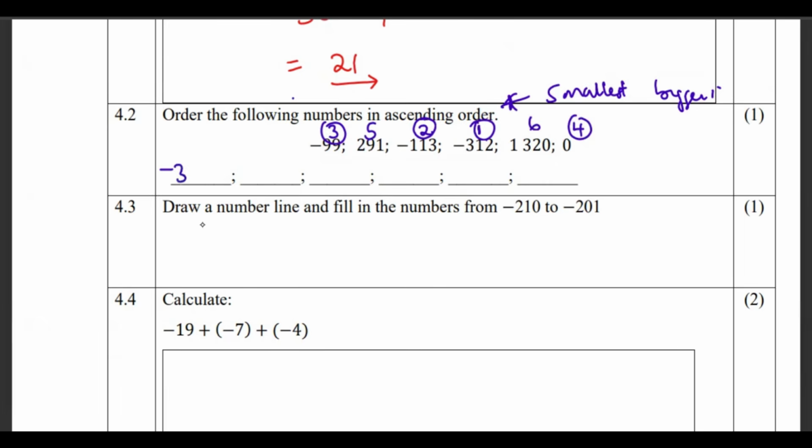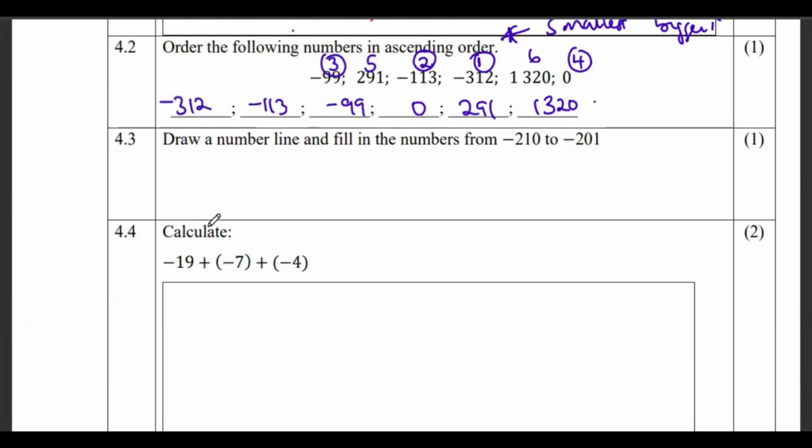So we have negative 312. We have negative 113. We have negative 99. We have a 0, 291, 1320.